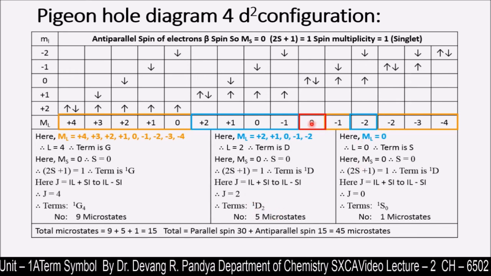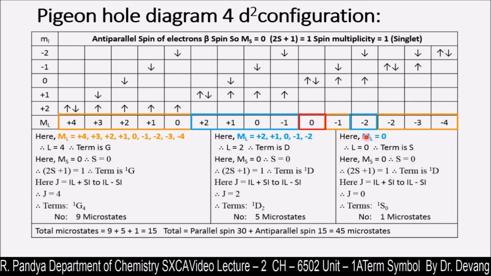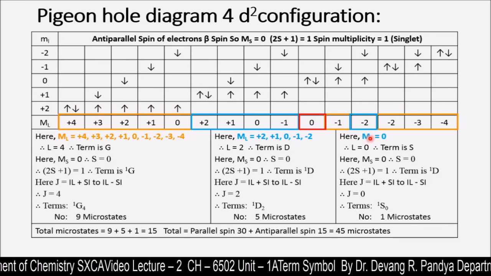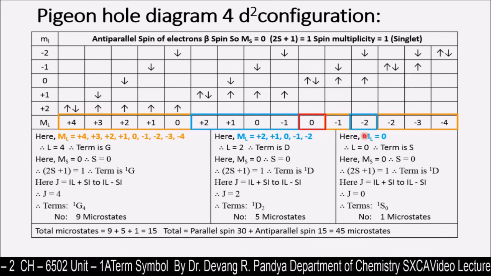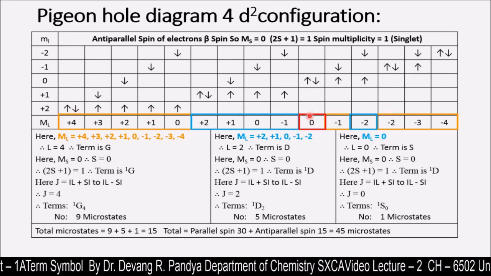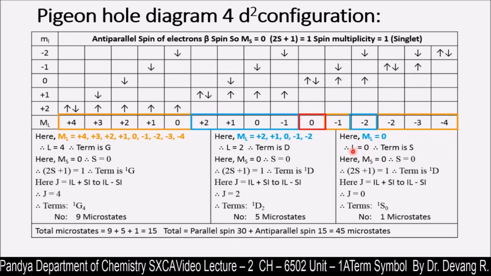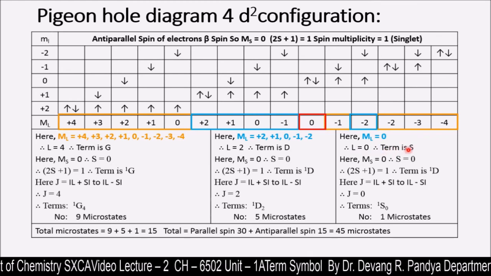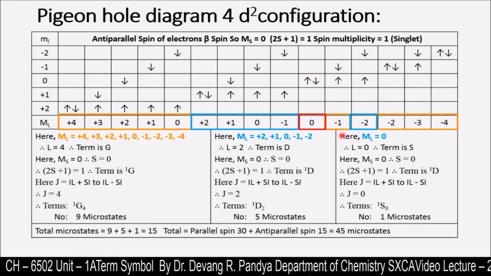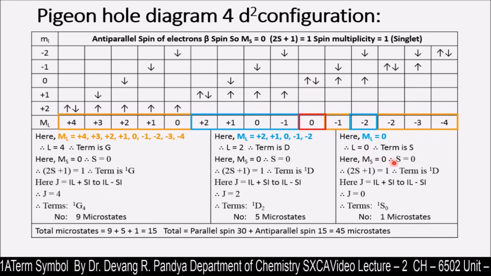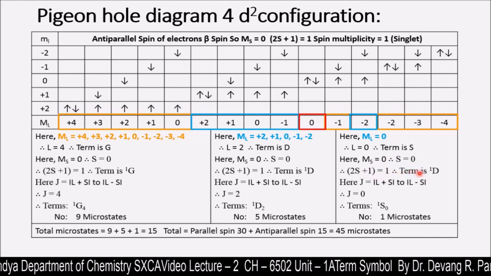Then for the last case, that is 0, the color is not going to be changed over here, but you need to consider this one as a red color. I put the pointer here; that pointer color you need to consider for this m subscript L, that is 0, where only a single arrangement is there. So L is equal to 0, the resultant orbital angular momentum L is equal to 0, the term is going to be S, and you can see in this arrangement also anti-parallel spin is there. The m subscript S value is 0, hence S is equal to 0, so the spin multiplicity would be 1, and therefore the term is written as singlet D.